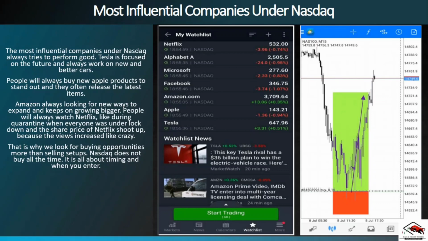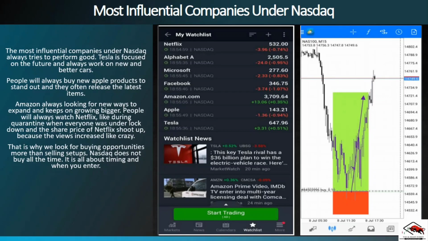Now, as you can see over here, we have a screenshot of some of these earnings reports from some of these companies. As you can see here, we have Netflix, Alphabet, which is Google, Microsoft, Facebook, Amazon, Apple, Tesla, which are some of the most influential companies. And you see, we're able to catch some massive moves just based on some of this positive news that came out on this day. So when the percentage changes in these companies are all green, that means we are buying Nasdaq, right? It's a definite buy.